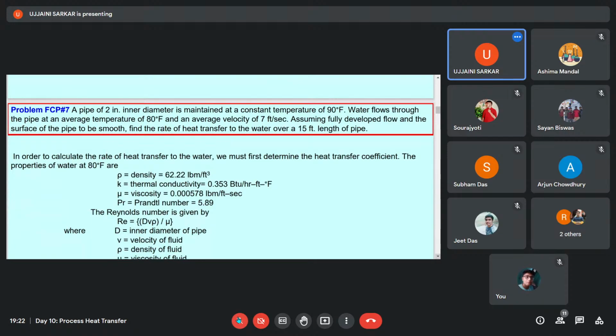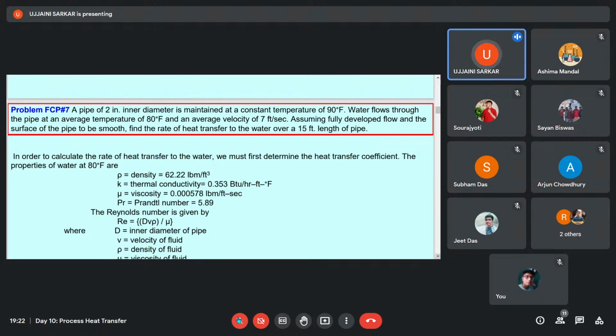The pipe is maintained at a constant temperature of 90 degree Fahrenheit. You remember. And the water that flows through the pipe is at an average temperature of 80 degree Fahrenheit. An average velocity of 7 feet per second. Assuming fully developed flow and the surface of the pipe to be smooth.